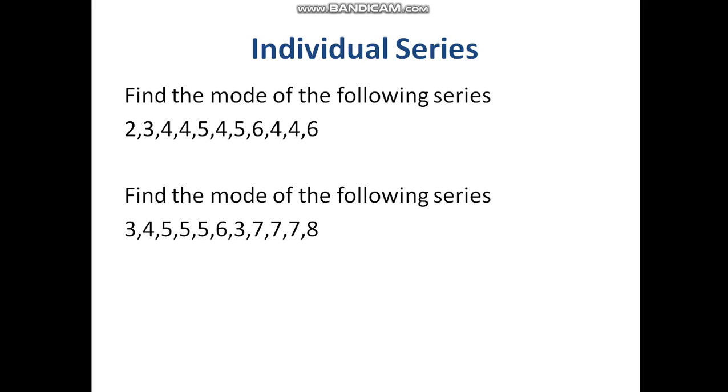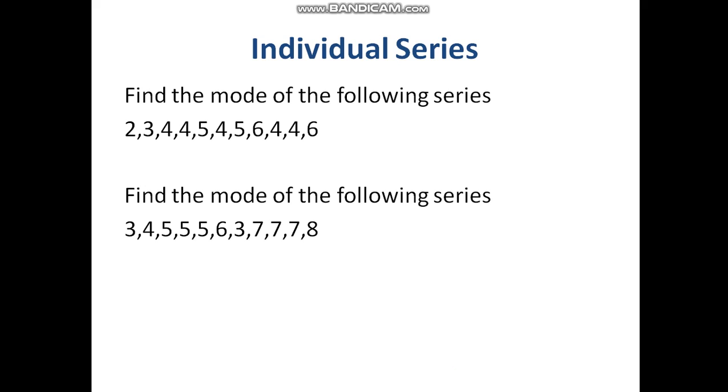2 3 4 4 5 4 5 6 4 4. Now it's obvious that 4 is repeating more often, so the mode value of this series is 4. Next series: 3 4 5 5 5 6 3 7 7 7 8. So it's clear 5 and 7 are the mode values of the individual series.